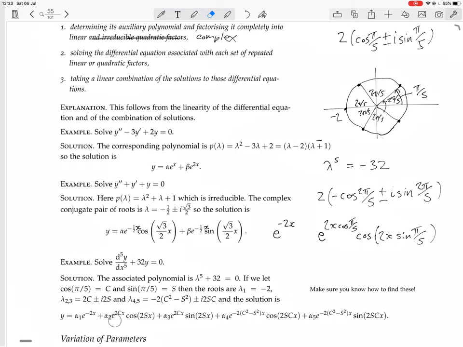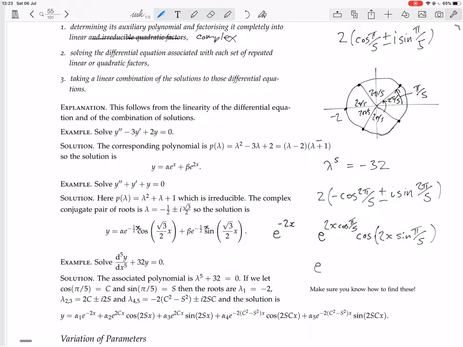So we have e to the 2cx, and they have defined c to be cos pi over 5. Yes, so we have the same thing. Then it's cos 2sx, and they've said that s is the sine pi over 5. Yes, so we have exactly the same thing there.